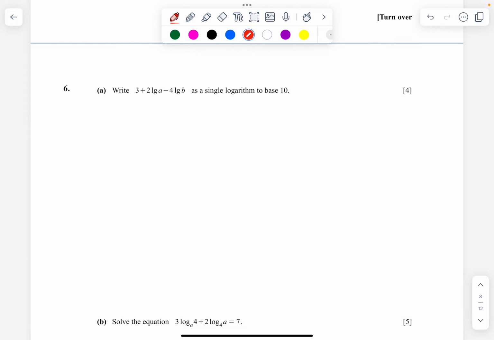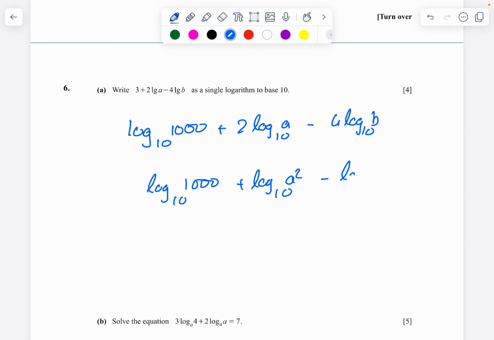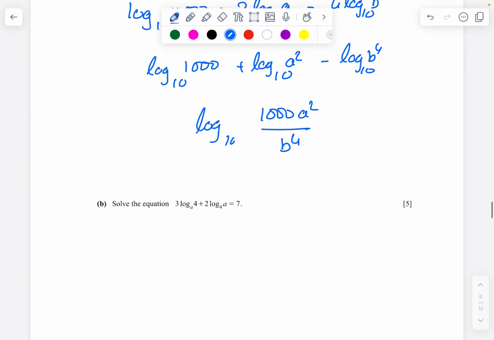Question number 6. Write this one as a single logarithm to the base 10. So 3 can be written as log 1000 to the base 10, plus 2 log a to the base 10, minus 4 log b to the base 10. So this is log 1000 to the base 10 plus log a square to the base 10 minus log b power 4 to the base 10. So it becomes log base 10 of 1000 a square divided by b power 4.